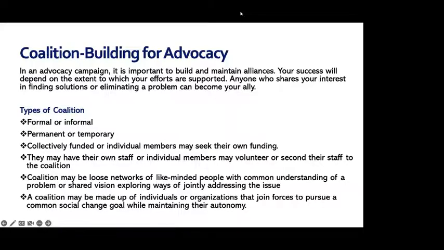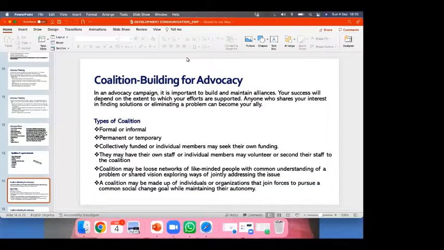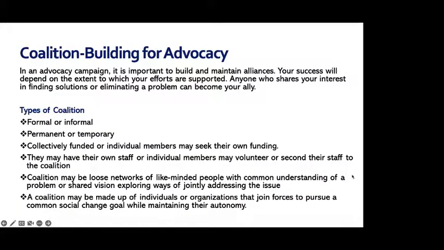Sorry, I just want to quickly check the level of my battery. Okay, I still have battery. It's good. I think we are still good. Are we still together, everyone? Yes, sir. Okay.